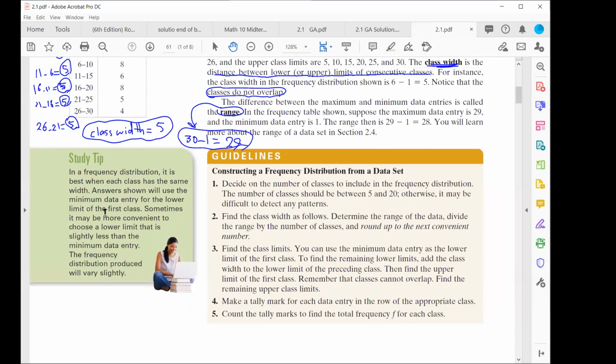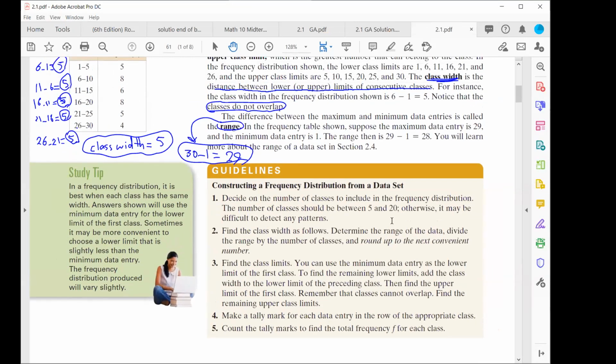Guideline is constructing a frequency distribution from a dataset. Decide on the number of classes to include in this frequency distribution. The number of classes should be between 5 and 20, otherwise it may be difficult to detect any patterns. And to find the class width as follows. Determine the range of the data, divide the range by the number of classes, and round up to the next convenient number. Number 3 is find the class limits.